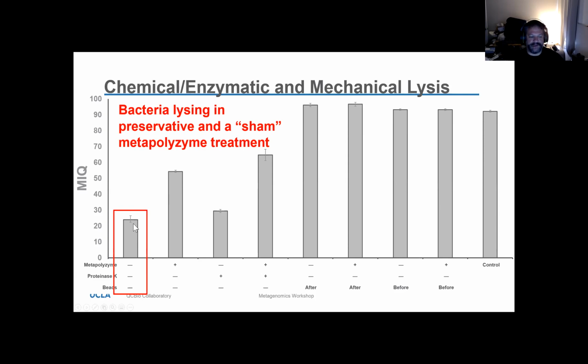And what we see here is basically if we don't apply a real lysis method, we get a pretty poor score. A lot of this is generated by gram negatives, because gram negatives spontaneously lyse, and especially so if you put them in a preservative, because a preservative is not their ideal home. So if we add metapolyzyme, we do see a lot more lysis. That's not surprising. Metapolyzyme is designed to be lytic.